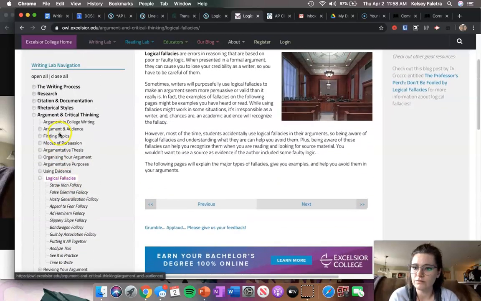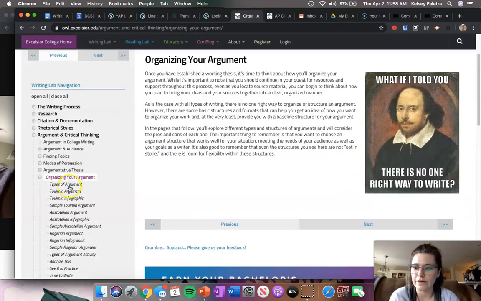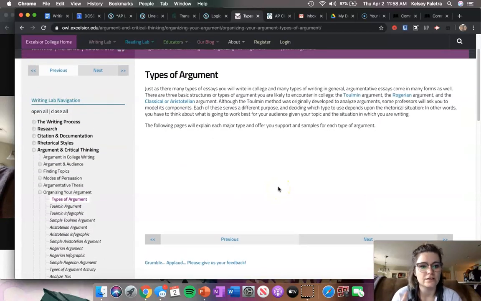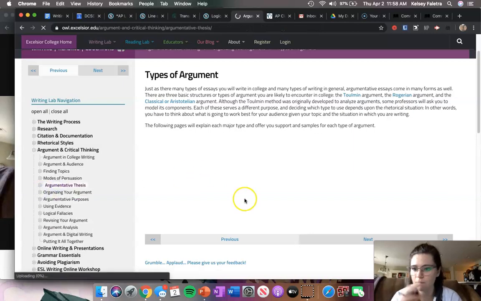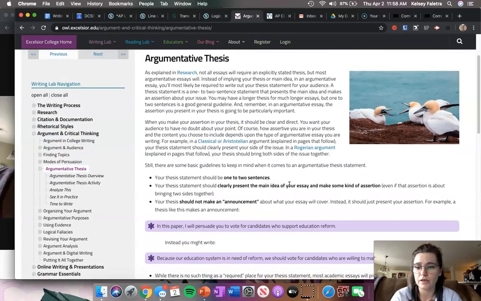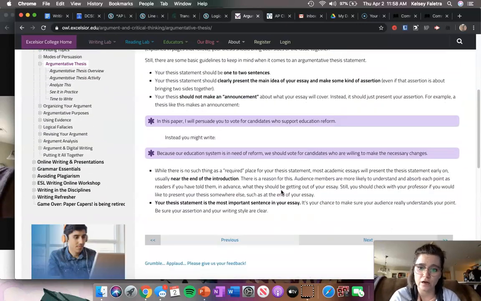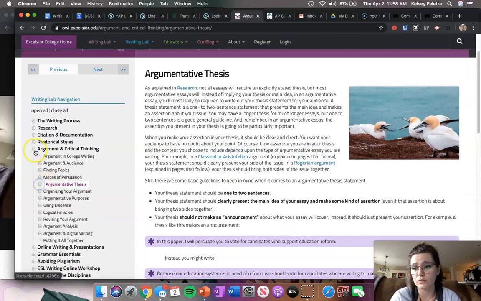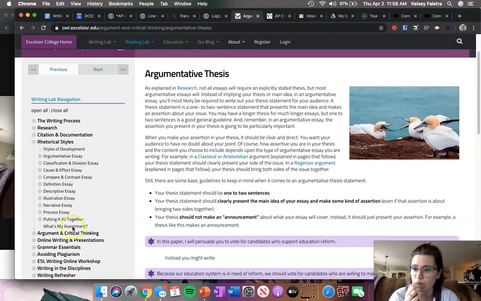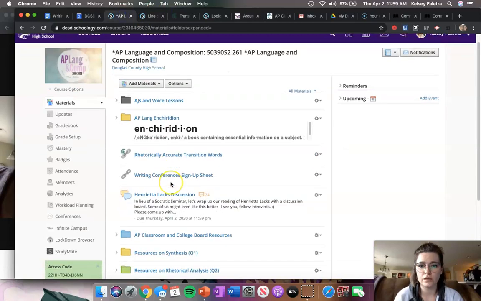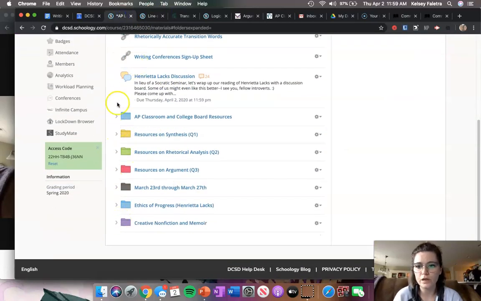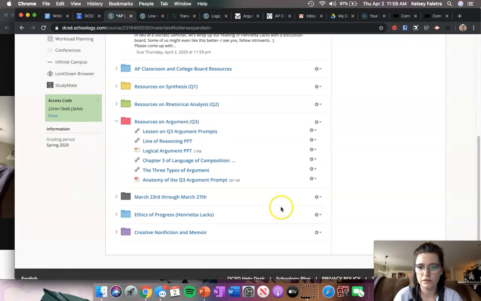where did it go? There it is. The types of argument, right? Toulmin, Rogerian, and classical. Okay. You can also talk about or review thesis statements here. Feel free to peruse this. It's just got some really quality information here. Here are all the rhetorical modes that we've gone over. All right. This is linked on Schoology. Here, three types of argument.